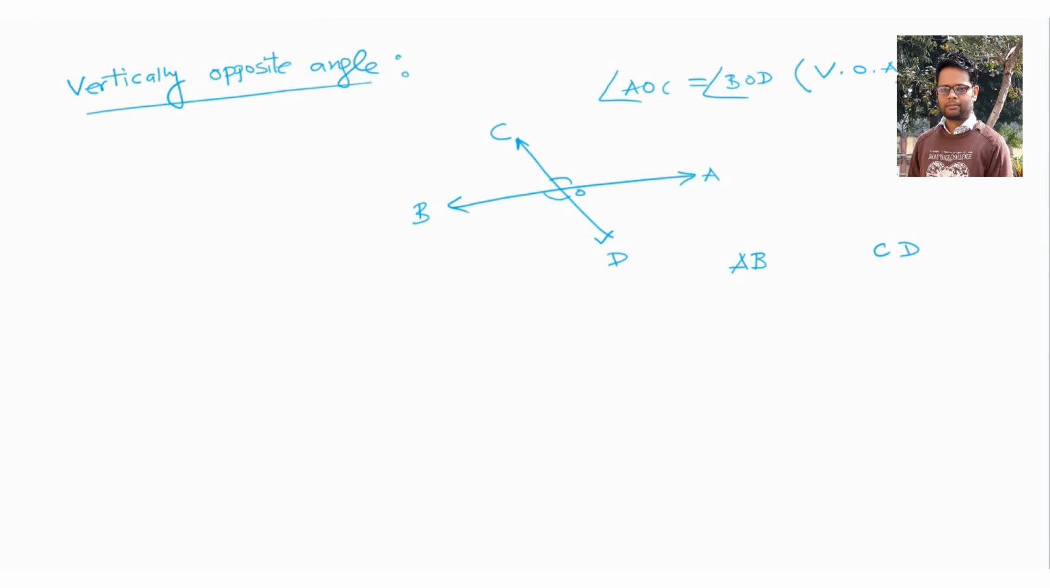And here is some different example. This angle is equal to this angle. So this is the example of vertically opposite angles. That means if this is 96 degree, it would be 96 degree. If this is theta, it would be theta. So it's the concept of vertically opposite angles.